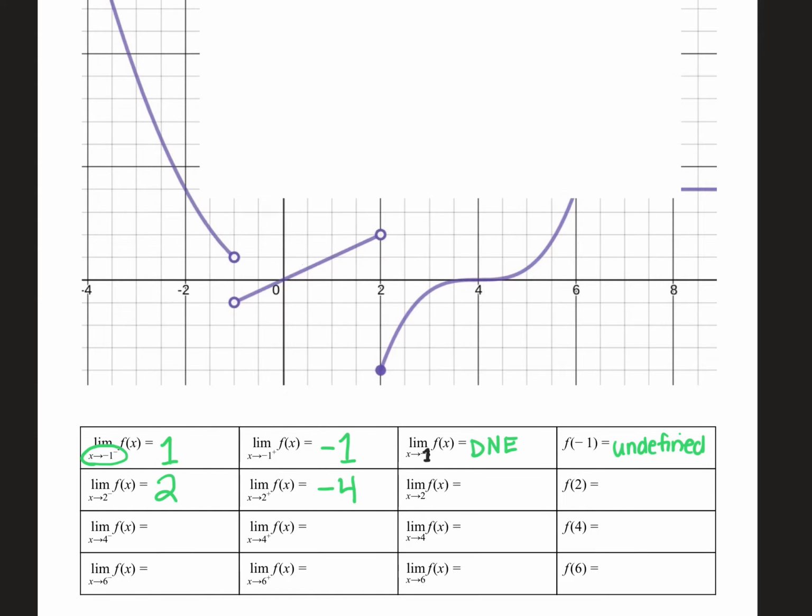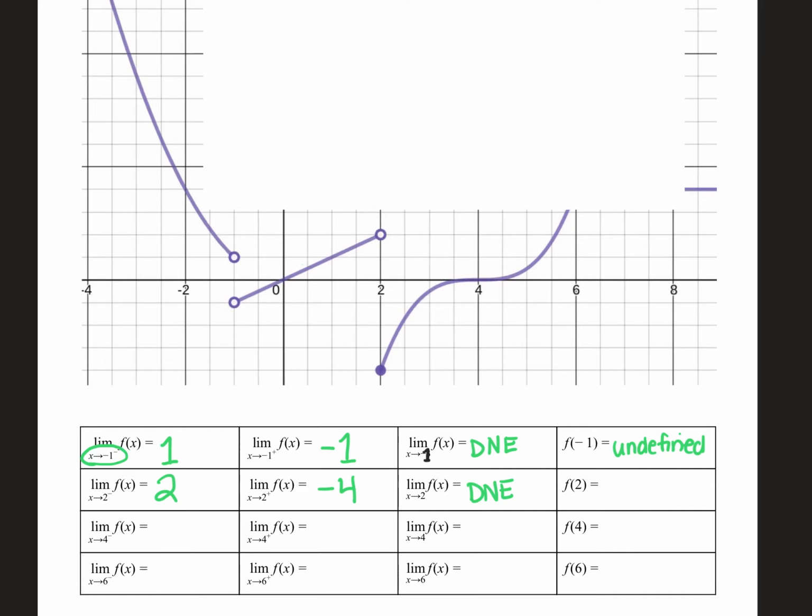All right, and then I look at it as an overall limit, and I say, because these two things don't match, this limit, once again, does not exist. In order for us to be able to write something down in this third column, the previous two values had to be the same. So if these were both 2, this would be 2. Okay? And then f of 2.